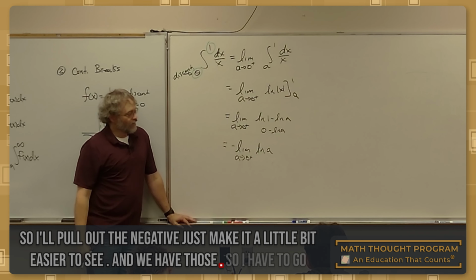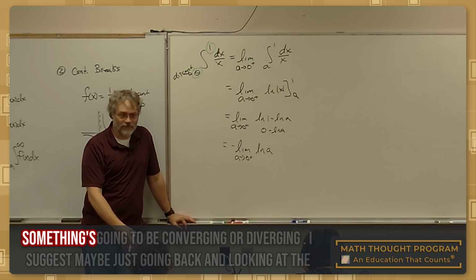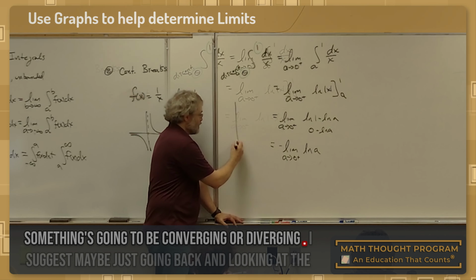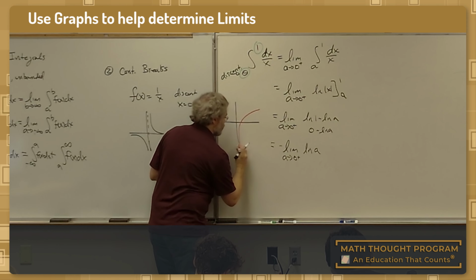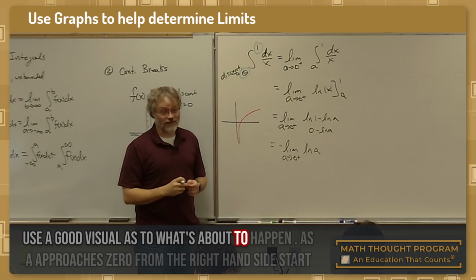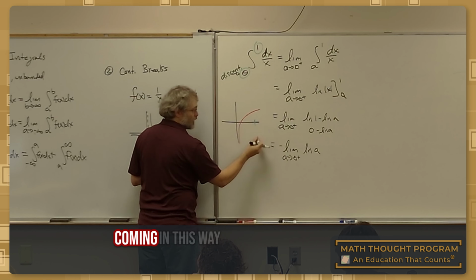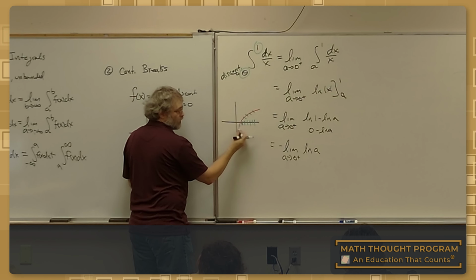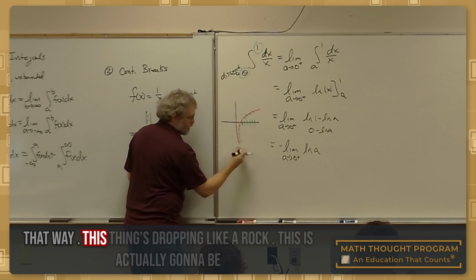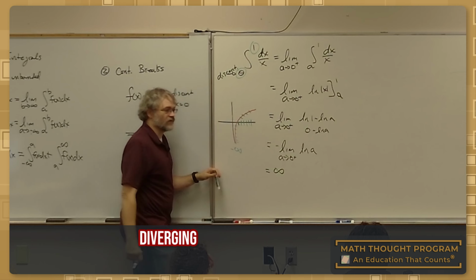And we have this. So I have to go back to that skill set we developed back in Calculus 1 on limits and how to know if something's going to be converging or diverging. I suggest maybe just going back and looking at the graph, looking at the function, gives you a good visual as to what's about to happen. As a approaches 0 from the right-hand side, start coming in this way, well, your values are going down that way. This thing's dropping like a rock. This is actually going to be diverging.